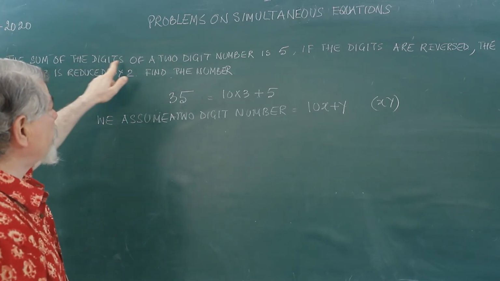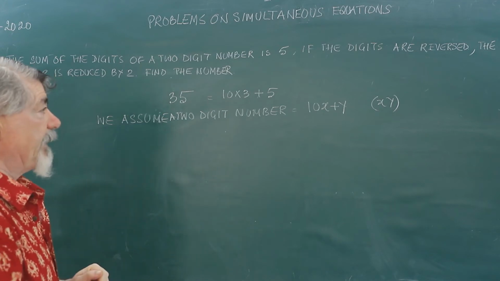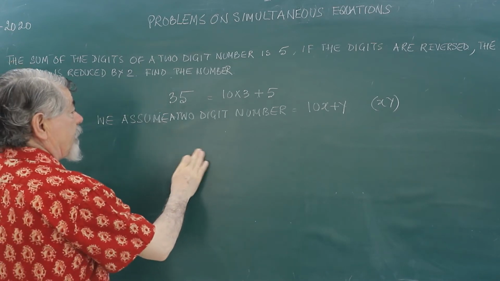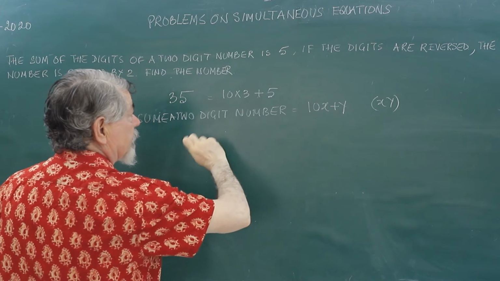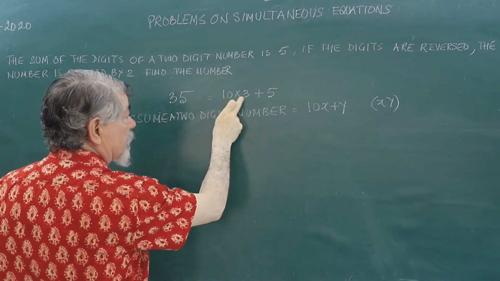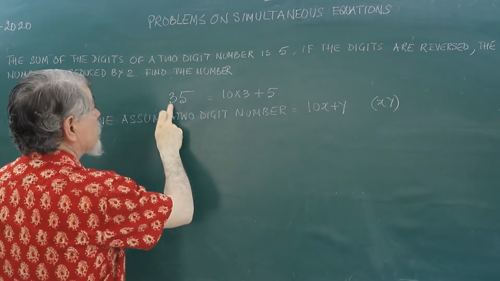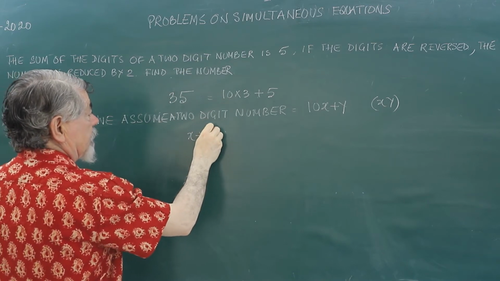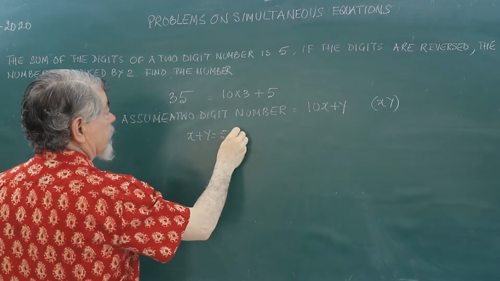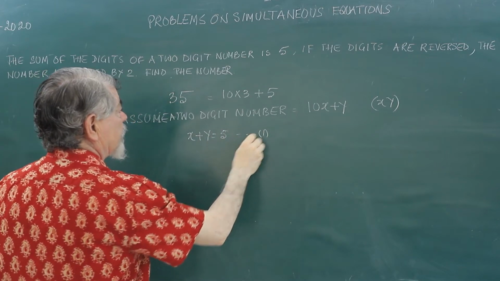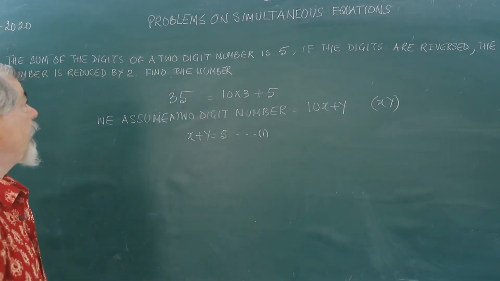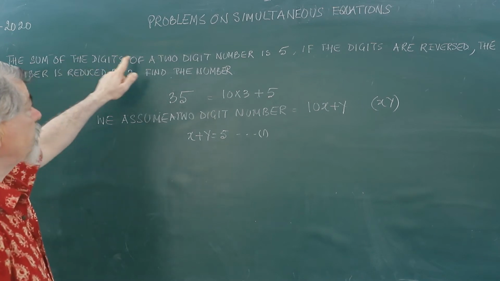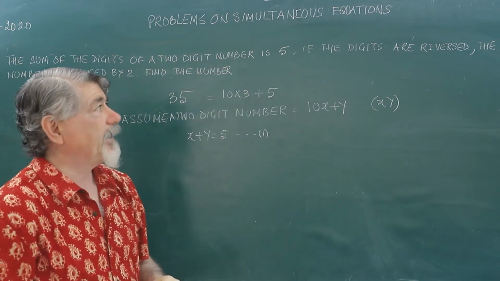He says the sum of the digits of a 2-digit number is 5. So the digits are x and y only, not 10x and y. Digits are 3 and 5, not 30 and 5. So the sum of the digits, x plus y, is equal to 5. The first condition given is that the sum of the digits of the 2-digit number is 5.